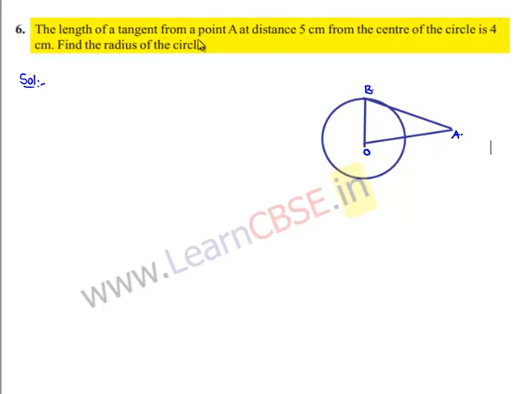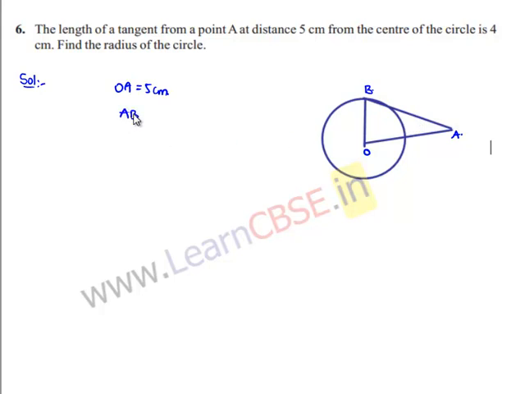He says that the length of the tangent from a point A at a distance of 5 centimeters from the center, that is OA, is given as 5 centimeters. The length of the tangent is 4 centimeters. Therefore, AB is given as 4 centimeters. Then he is asking about the radius, that is nothing but OB. Let it be R centimeters. So here OA is 5 centimeters, AB is 4 centimeters. We need to find the OB value.